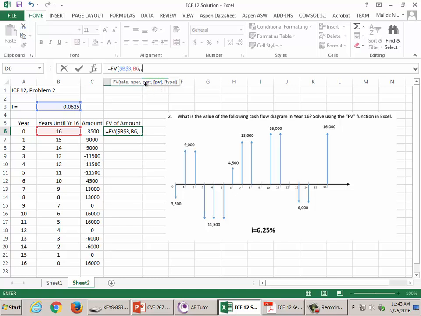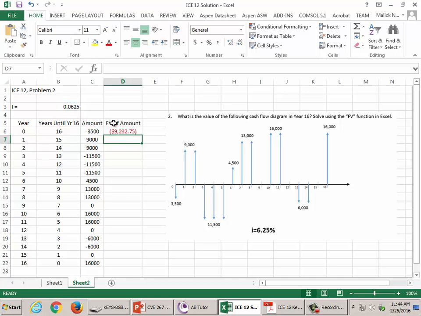And then finally, we have to put the negative sign because the FV function always changes positives to negative and negative to positives. We don't want it to do that, so we're canceling out its tendency to switch the sign by manually putting in that negative there. So if we move negative 3,500, compound it 16 years in the future, then it should be, let me change that back to number, negative 9,232. So we can just drag that formula down.